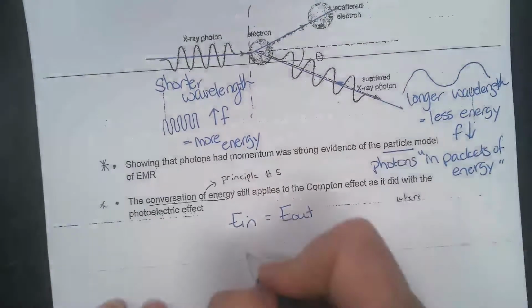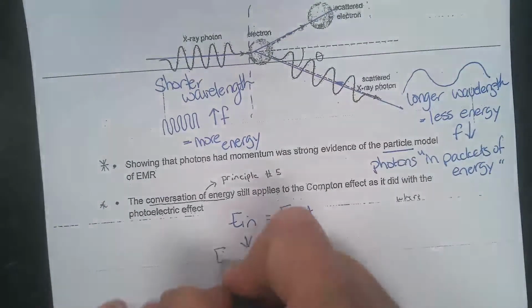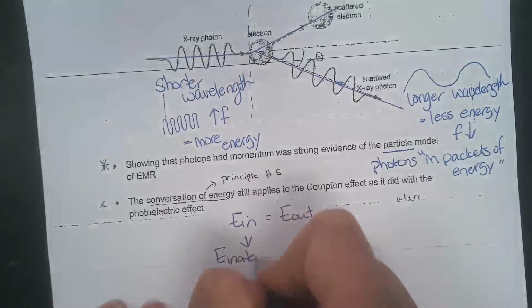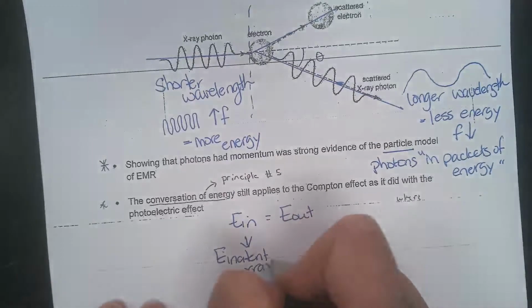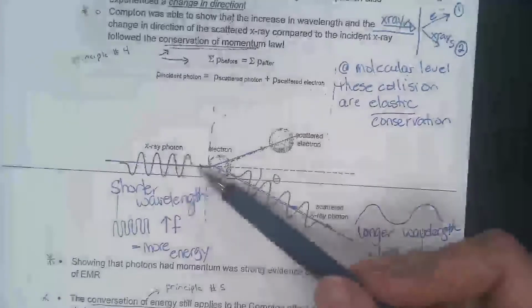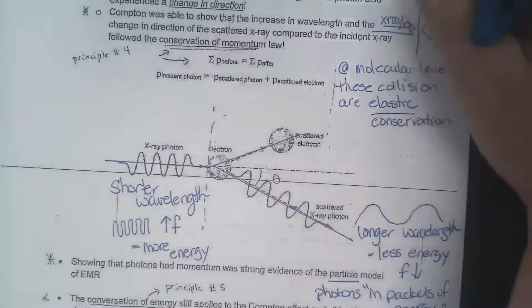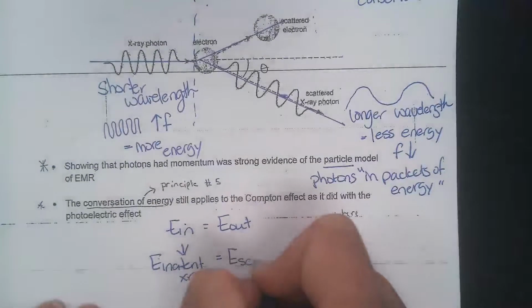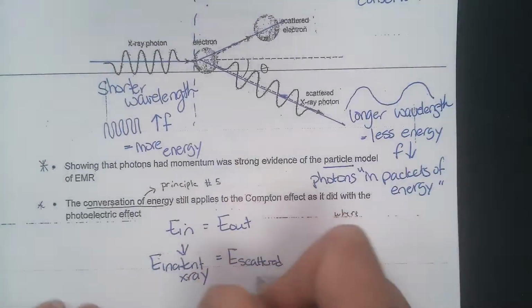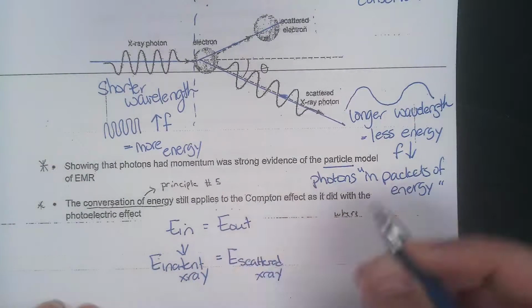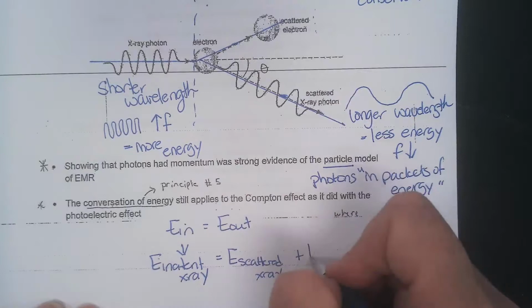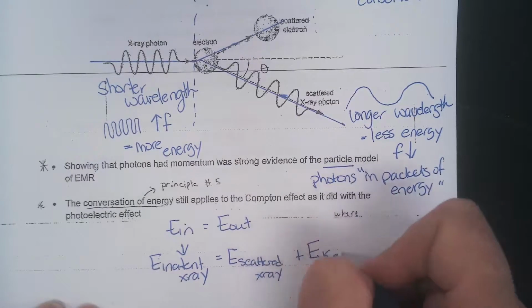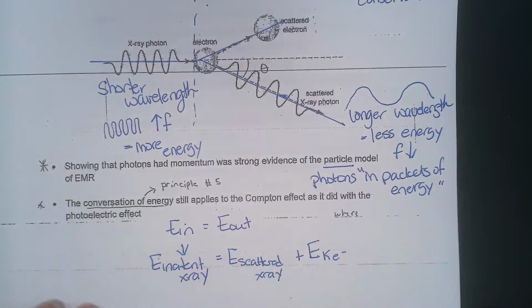And so what is coming into the system? We have our incident X-ray. And then what is coming out of the system? This is our incident. This is what is coming out. We have the energy of the scattered ray. And we have the kinetic energy of the electron because it's in motion.